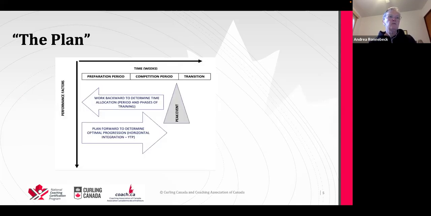So this is an overview of what is in your training plan. You can see that the weeks are here. There's a preparation period, competition period, and transition. You set your peak event where you want your team to be at their best, and you work backwards from that to determine the time allocation. And then you plan forward to determine optimal progression.